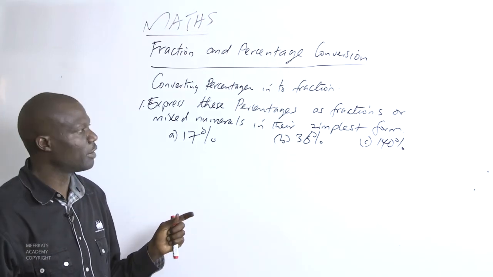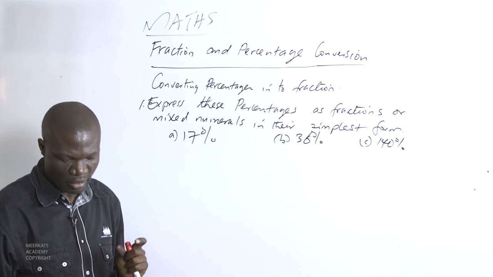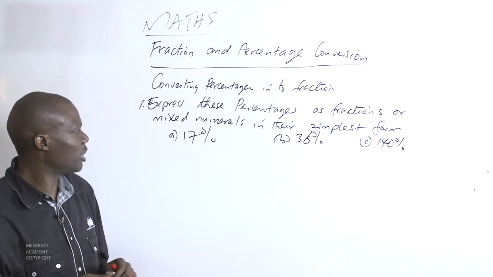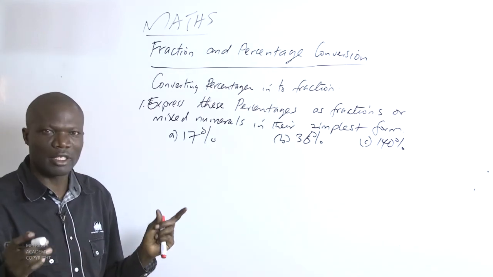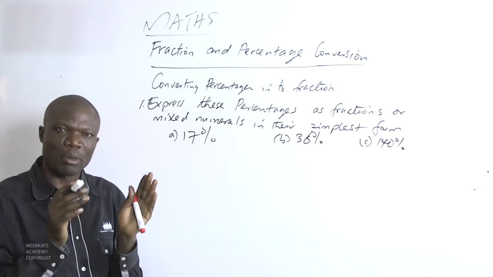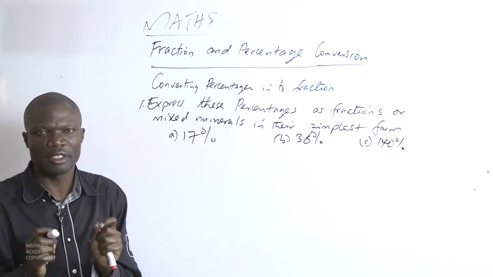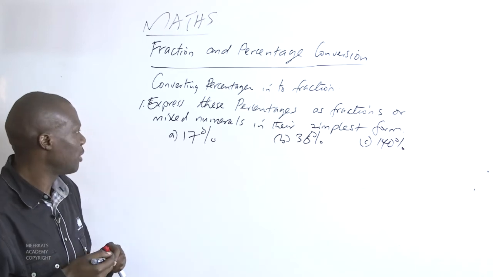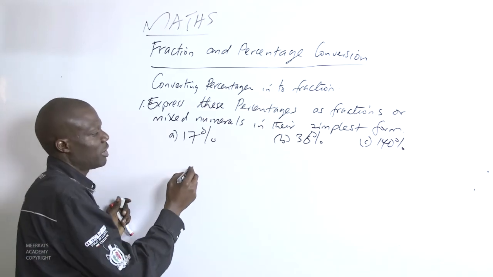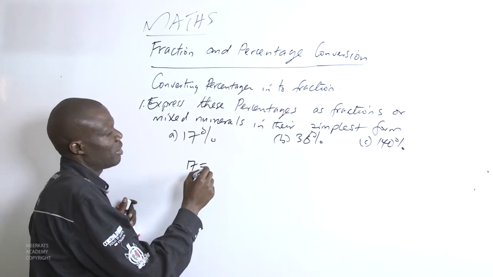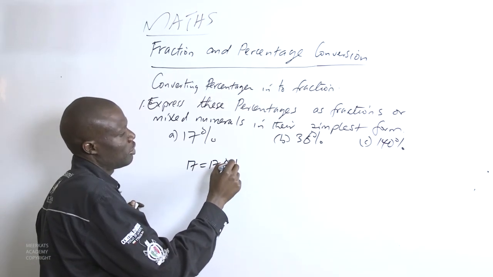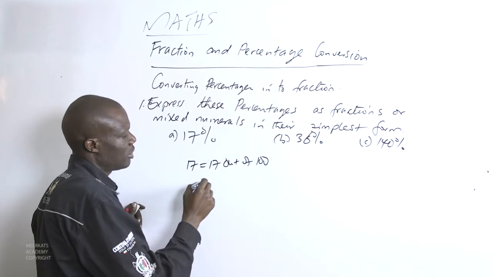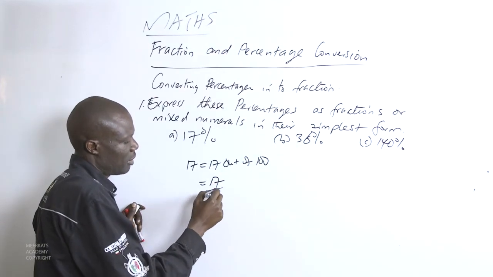So that is what we have. How do we tackle this? As I said earlier on, percentage is closely related to fractions. So for this particular case, there's nothing complicated because 17% is the same as 17 out of 100, which is the same as 17 over 100.